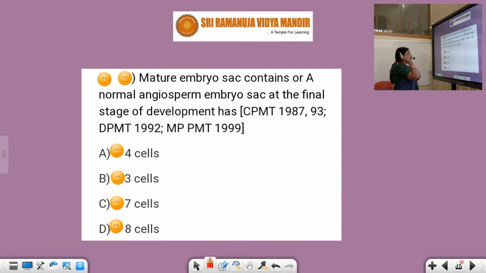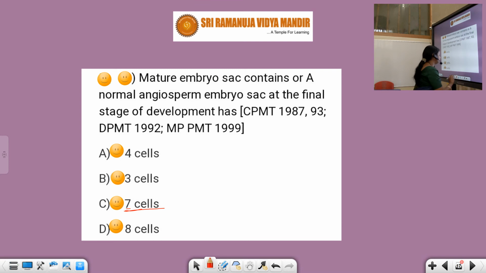Now let's see the next one. A normal angiosperm embryo sac at the final stage of development has how many cells? It is not asking about nuclei. Most of the students are confused here. Just how many cells are present at the final stage? 7 cells are there. If the question is how many nuclei are there, that means 8 nuclei.